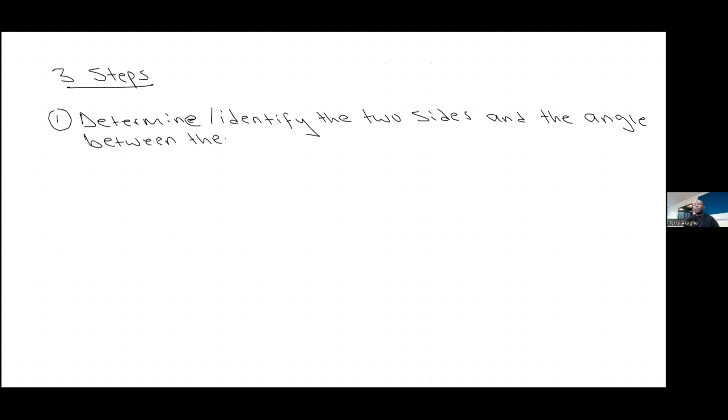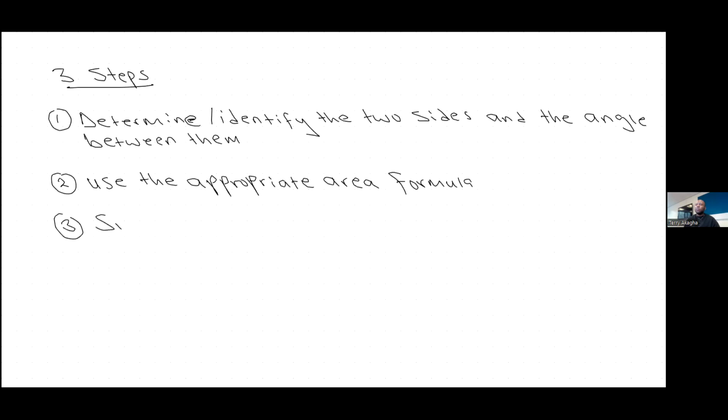Number 2, after you've done that, you then use the appropriate area formula. And number 3, the last thing you do, you then simplify. So you first identify the 2 sides and the angle between them, you use the appropriate formula, then you simplify.